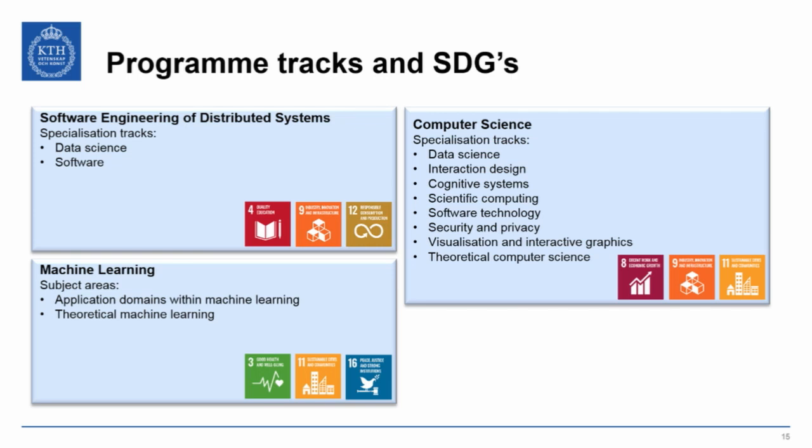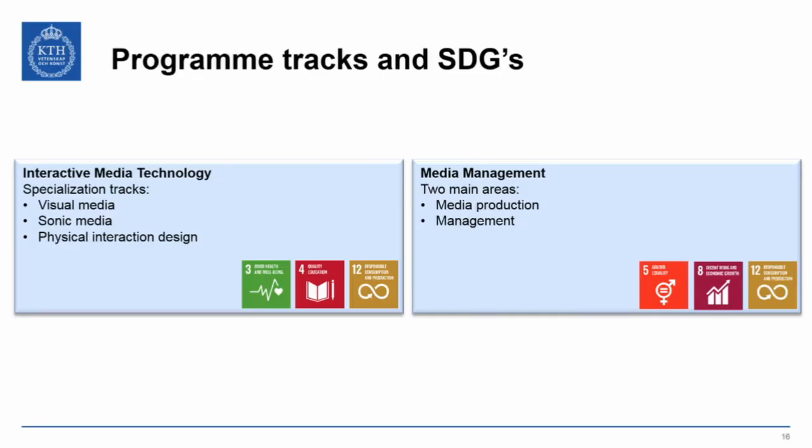Furthermore, you can probably see that computer science is a very large program, and it's broad with many different specialization tracks, all the way from data science and software technology to interaction design and so on. So there are lots of different specialization tracks in this program. The two remaining programs in the computer science area are interactive media technology and media management. Media management is organized into two different areas. It's a little bit differently organized than several of the other programs.